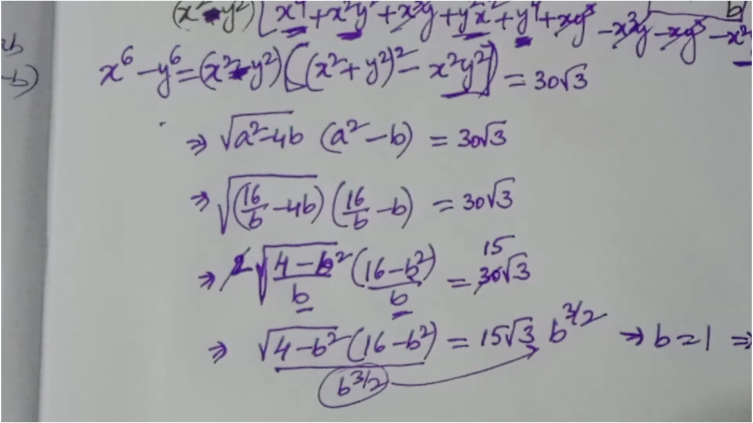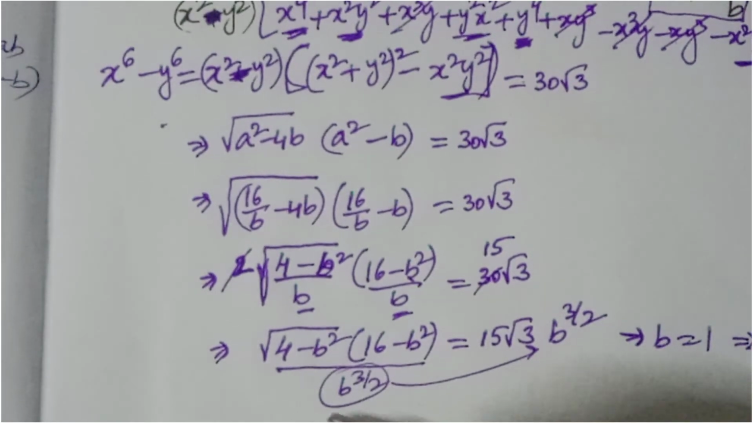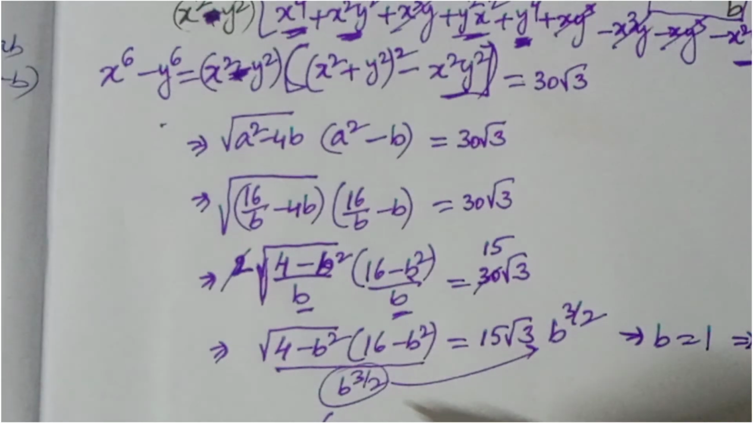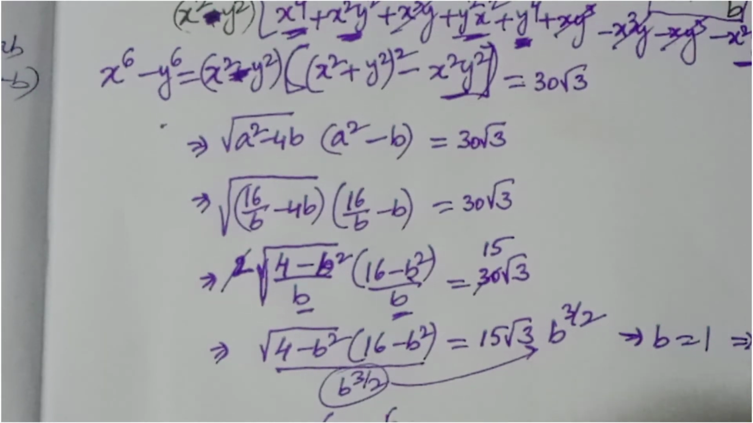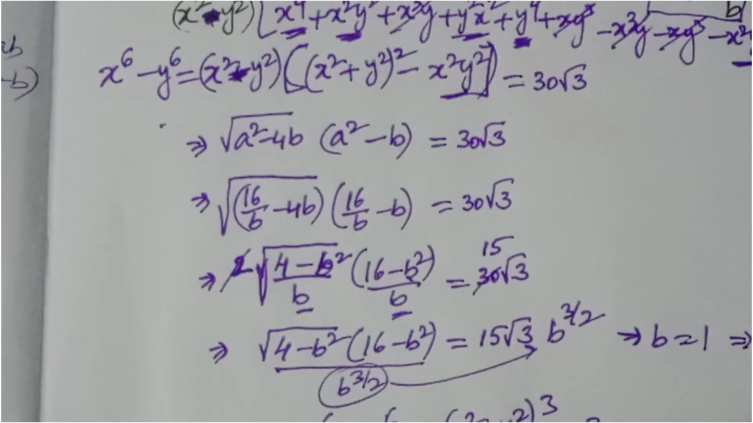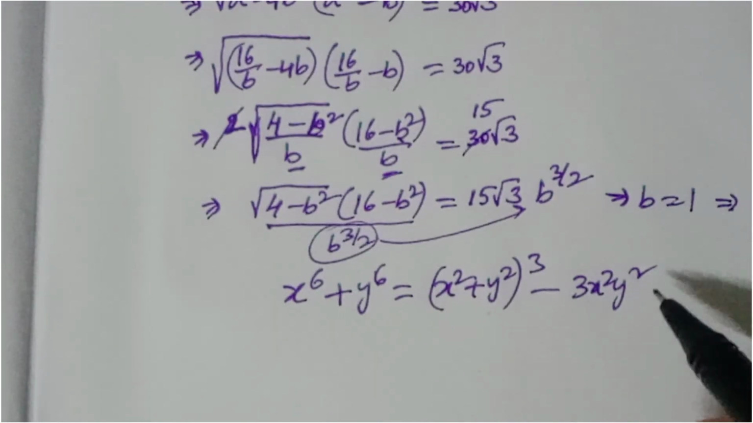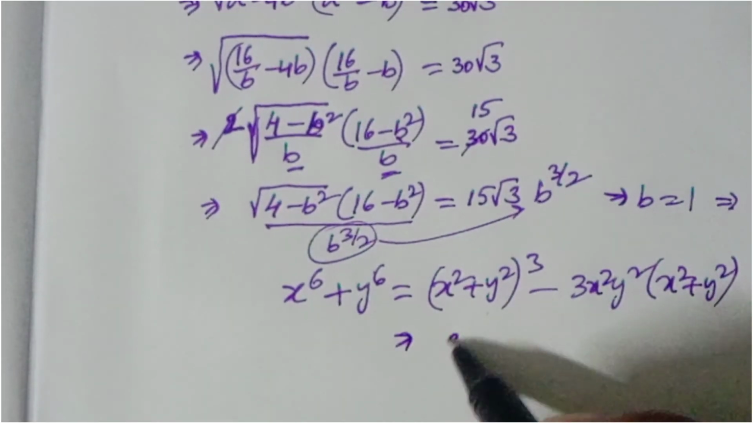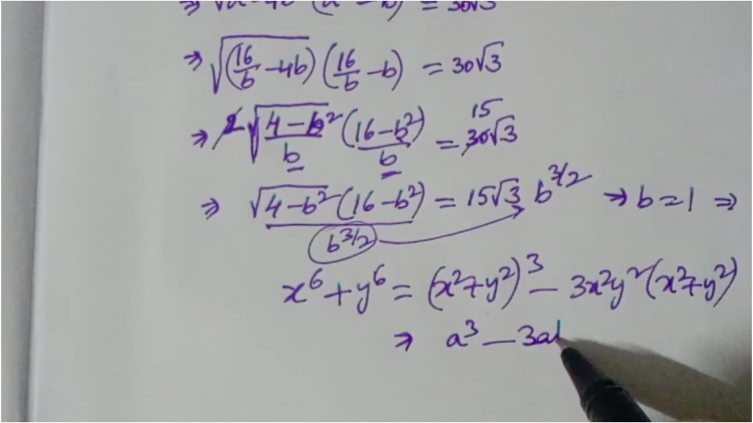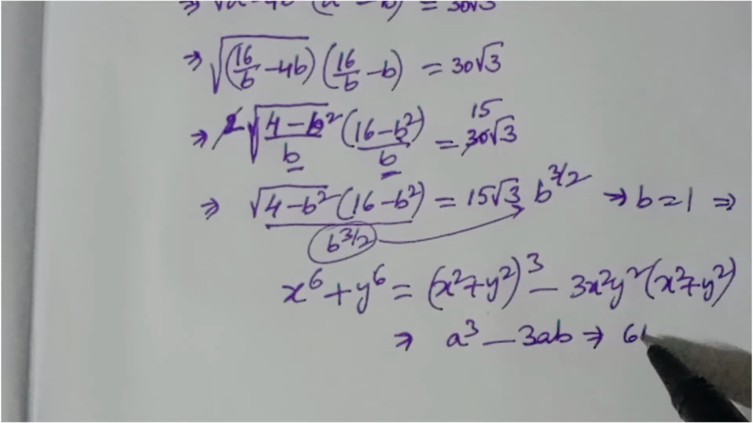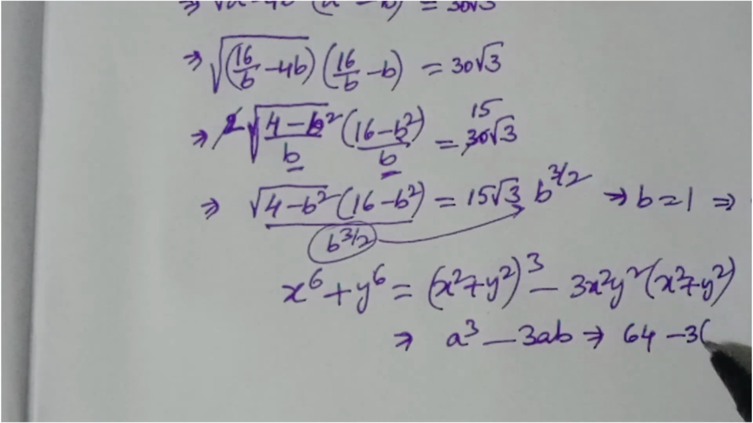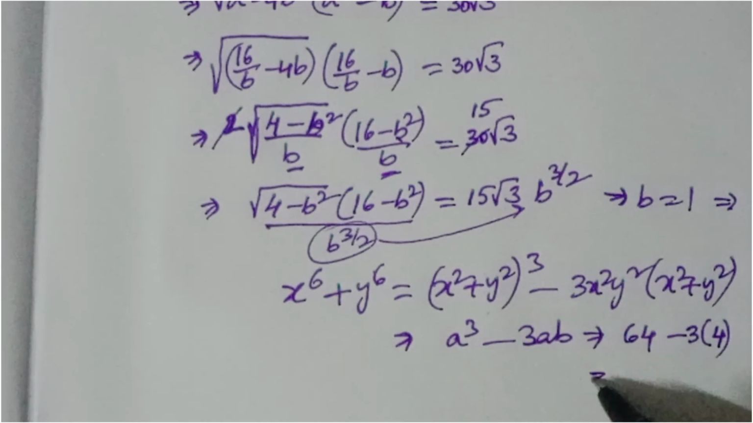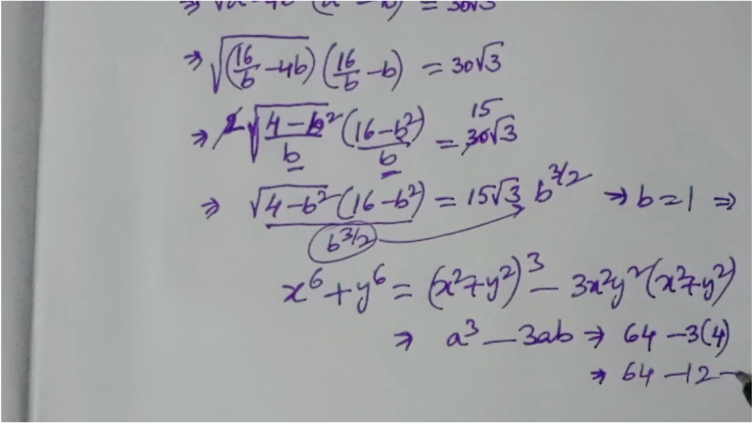So here x power 6 plus y power 6 is equal to (x square plus y square) whole cube minus 3 x square y square (x square plus y square). So you can write it as a cube minus 3ab. A cube is 64, minus 3ab, which means 3 into 4, 12. 64 minus 12 is 52.